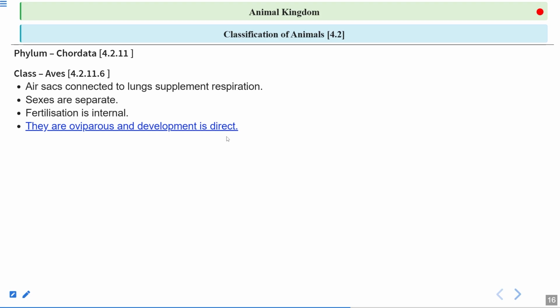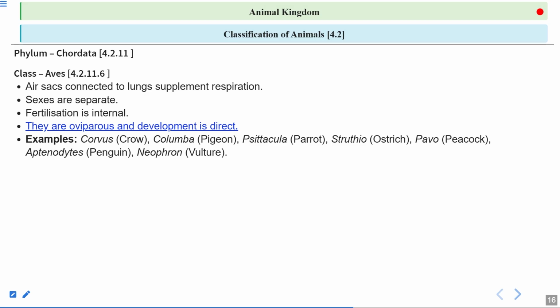So no larval stage. When the eggs hatch and the new one comes out, it looks the same as the adult one, except they do not have many feathers. So slowly the feathers develop and increase in size and they look the same as the adult, right? So they are having beaks, they are having legs, they are having small wings. So it is almost like the adult one only. So that is why we can say that their development is direct.